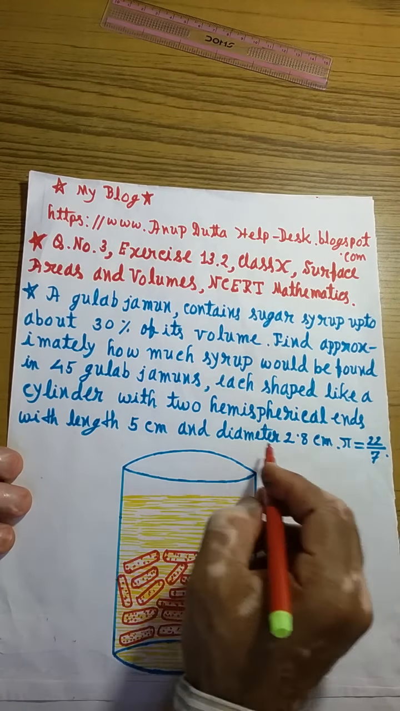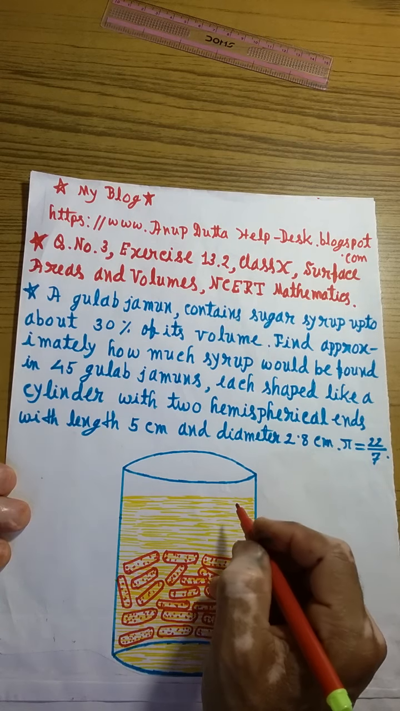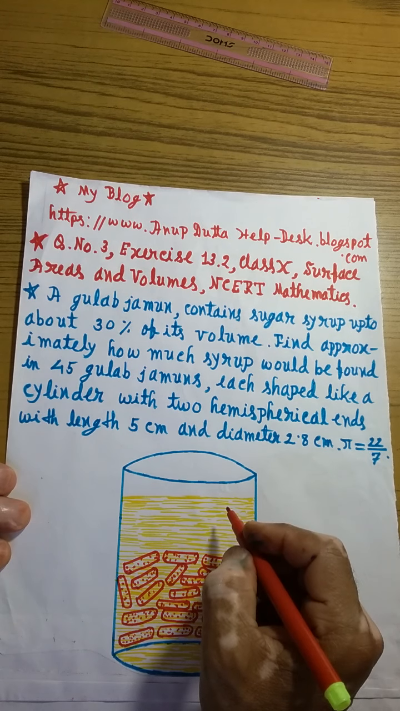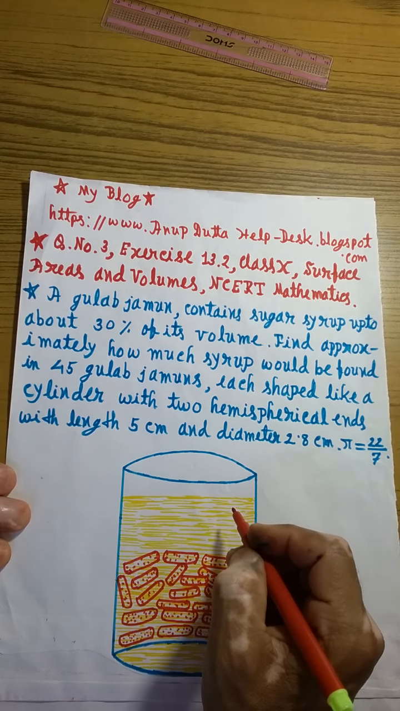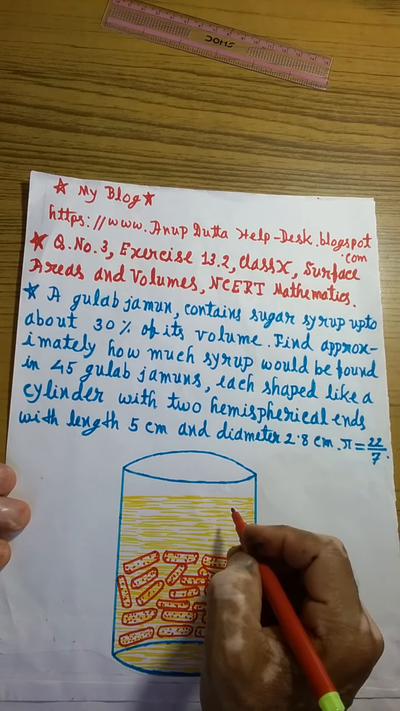Number 1, we must know the mathematical expression used to find the volume of a cylinder, which is pi r square into h, where r stands for the base radius of the cylinder. Number 2, the expression for the volume of a hemisphere, which is half of a sphere, is 2/3 into pi r cube, where r stands for the base radius of the hemisphere. To be very clear, let us draw this diagram first.